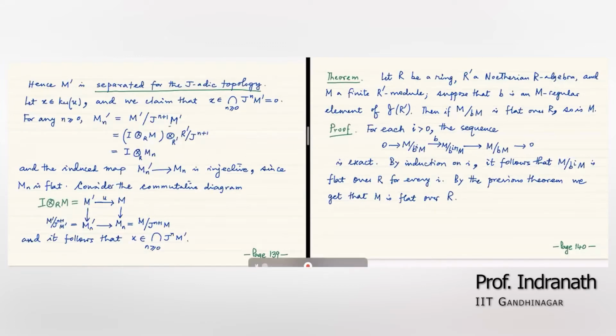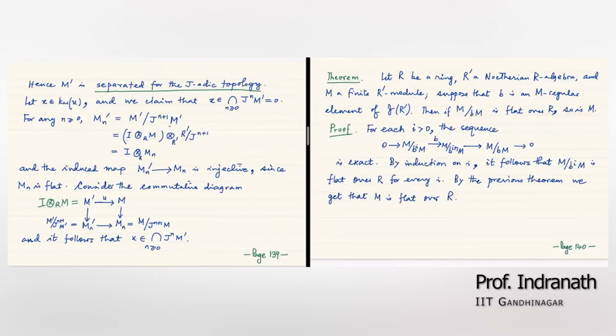Okay, so let me move on to this theorem. It's also very useful because gradually we are going to a very special situation and we will be using this. So this says that if you have a ring R and R dash is a Noetherian R algebra, M is a finite R dash module, and suppose that B is M regular and it is contained in the Jacobson radical once again, because I am yet to assume it's a local homomorphism, etc. And that is why I need that condition that it should be contained in the Jacobson radical. Then if M mod BM is flat over R, then so is M.